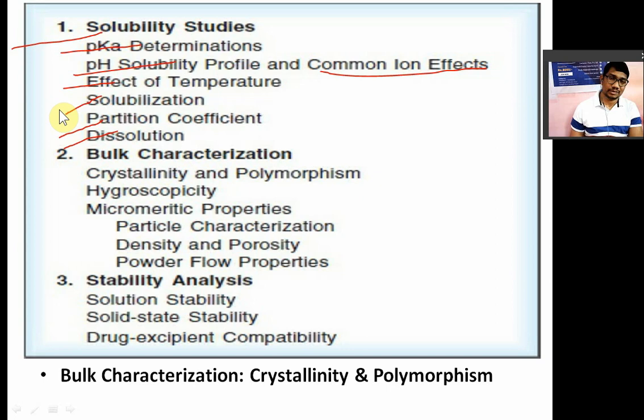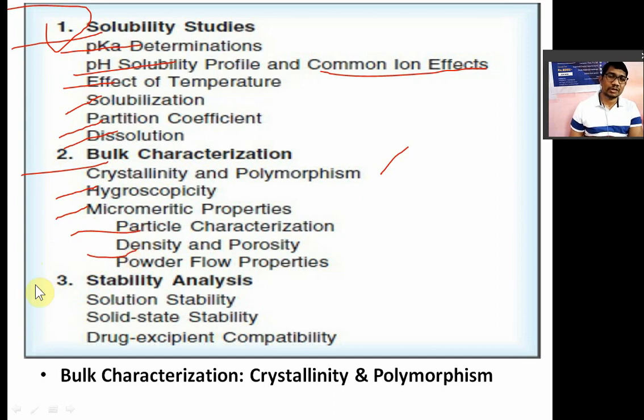Okay? तो solubility studies में क्या है? pKa determination आएगा, pH solubility profile आएगा, common ion effect आएगा, effect of temperature on solubility, solubilization mechanism आएंगे, co-solvency phenomena आएगा, partition coefficient, dissolution, ये सब सोलूबिलिटी स्टडीज के अंदर आता है. दूसरा आता है आपका bulk characterization. सेकंड हेडिंग आता है bulk characterization. In that you have to study crystallinity and polymorphism of the compound. Okay, then hygroscopicity, deliquescence, efflorescence, then micromeritic properties like particle size characterization, density, porosity, flow properties of powder.